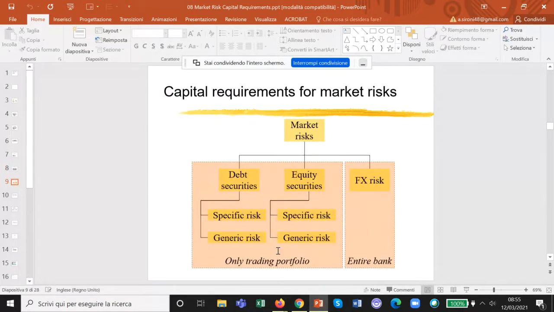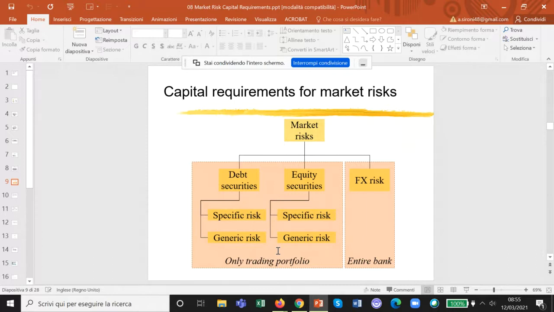Now let's look at the way this capital requirement then worked. Now, first of all, the capital requirement for market risks concerns both the trading book for positions in debt securities and equity securities, both for specific risk and generic risk. And this is only related to the trading. Plus, there is a requirement for foreign exchange risk for foreign currency positions, and this is actually related to the entire bank balance sheet, not only the trading. Okay.